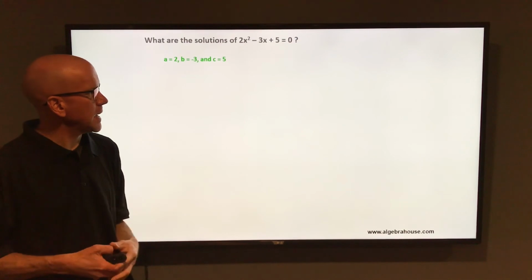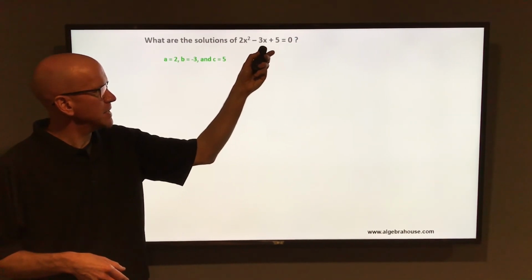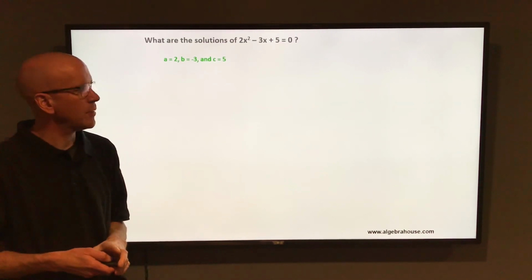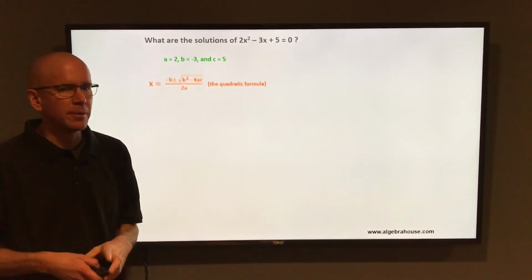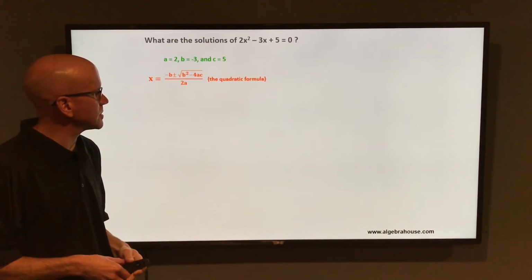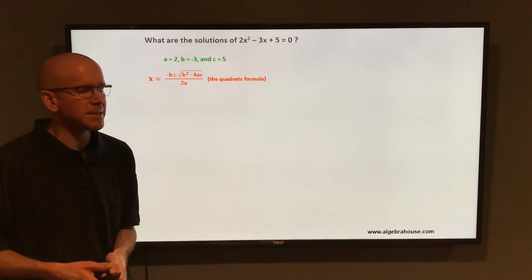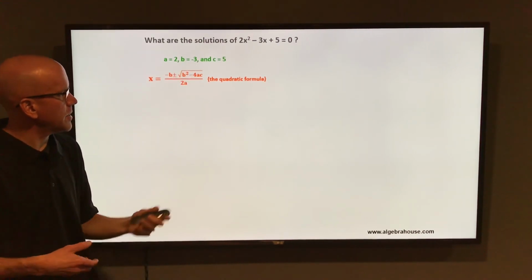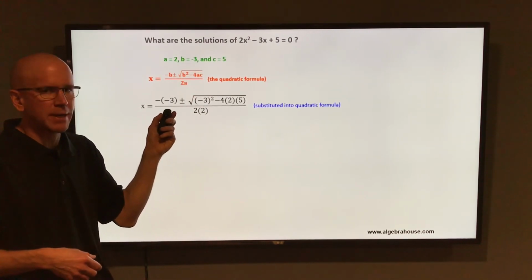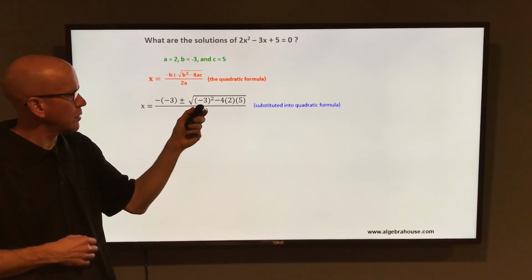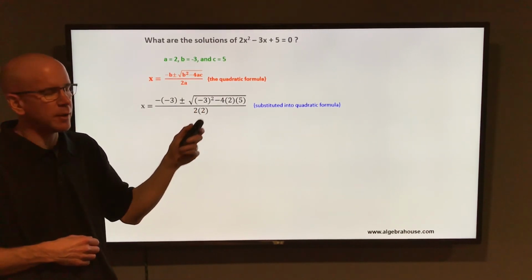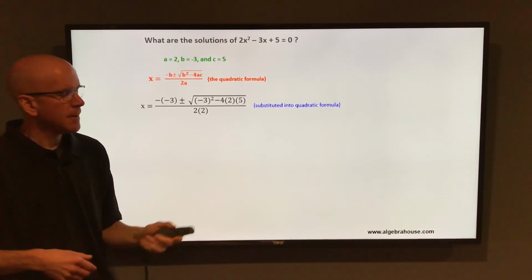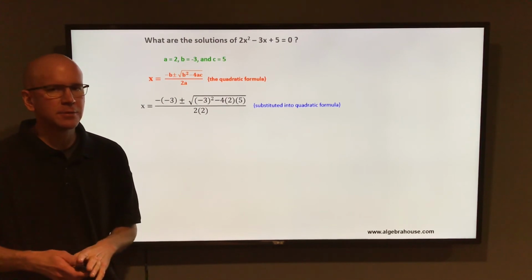Pick out a, b, and c. A is the coefficient of x squared, that's 2. B is the coefficient of x, it's negative 3. And c is the constant term, the number without a variable, that is 5. Quadratic formula is x equals negative b plus or minus the square root of b squared minus 4ac all over 2a. So if you substitute those into the quadratic formula, take the negative of b, that'd be the negative of a negative 3, plus or minus the square root of b squared, that is negative 3 squared, minus 4ac, that is minus 4 times 2 times 5. All over 2a, which in this case is 2 times 2.